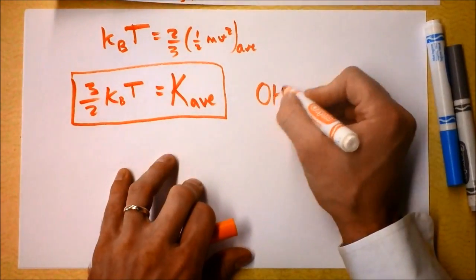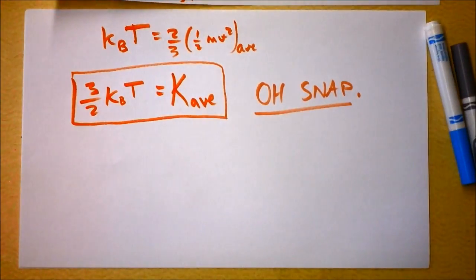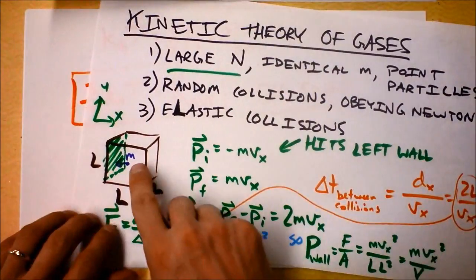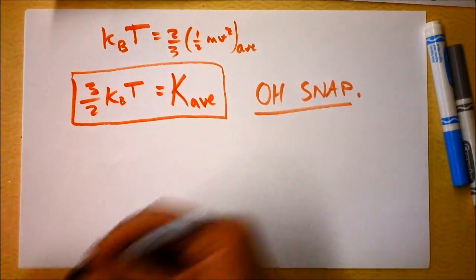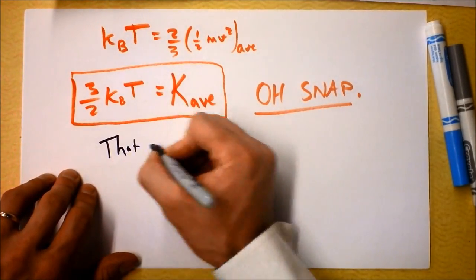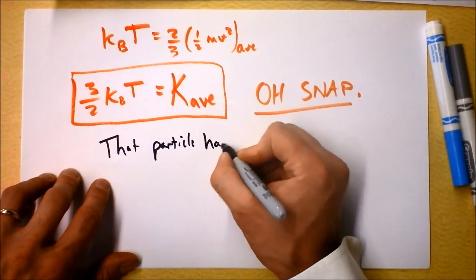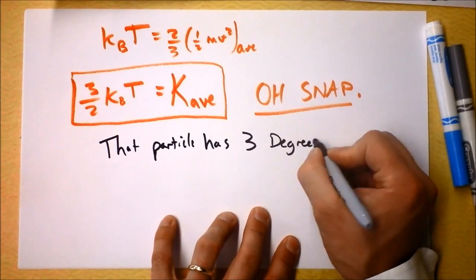And I'll close with an oh snap. Just kidding, I'm not even closing. Oh snap is what I want to say about that. And I also want to point out that this is for a particle in a 3-dimensional box. So I guess I could say that each particle in there has 3 degrees of freedom.